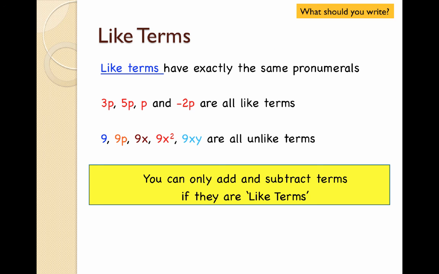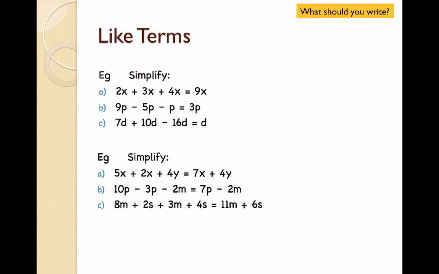So what should you write for this video? Well, write a heading first of all of like terms, and then what a like term is, that they have exactly the same pronumerals or letters. And then 2 examples, one of what like terms are and then one of what unlike terms are. And then I guess one of the most important things in big yellow writing, something that will make it stand out, that you can only add and subtract terms if they are like terms. To finish off your writing, you should get those 6 examples that we got down. First of all, the ones with just like terms in them, and then the combination of like terms and unlike terms.